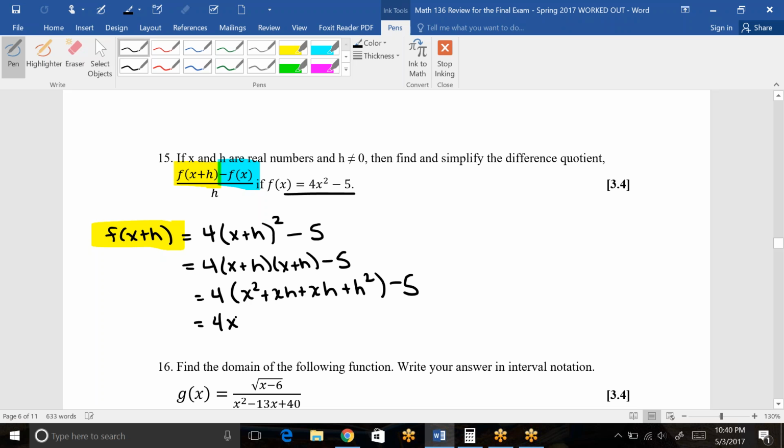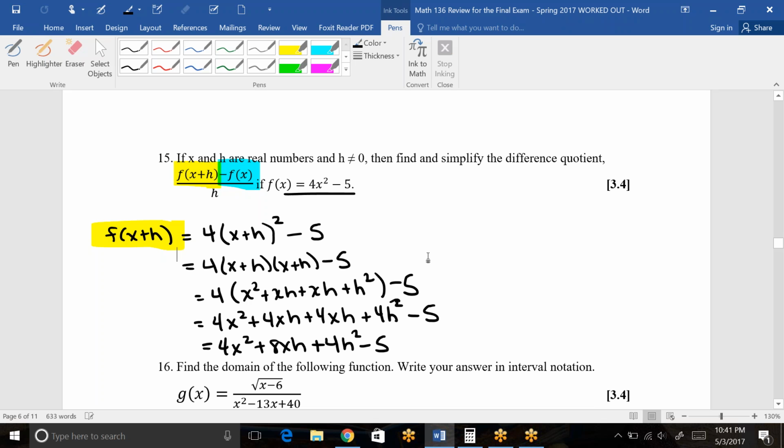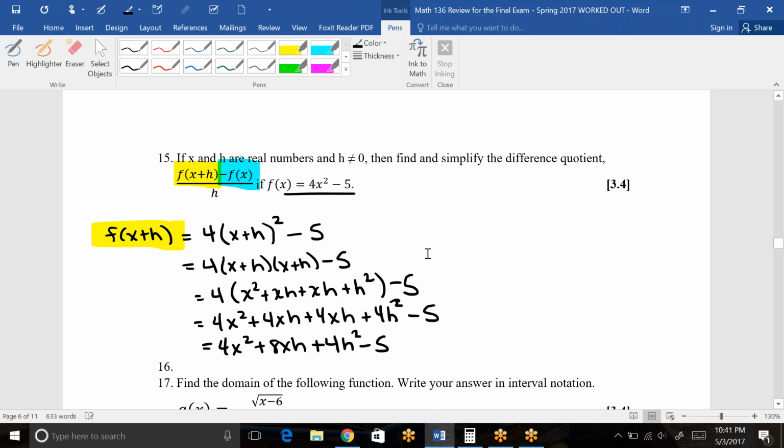Distribute the 4. The 5 doesn't get the 4 since it's out of the parentheses. And then combine the like terms. So just those 4 terms right there are my yellow piece up top. We need to also find the blue piece, the negative f of x. I'm going to give myself a little bit more space on this one.